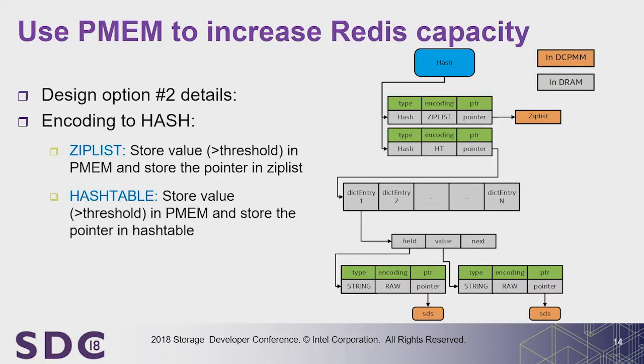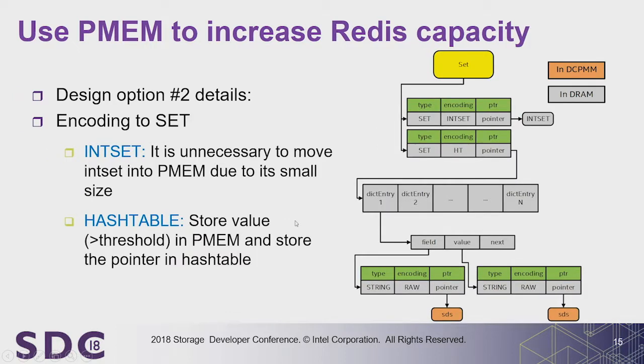Okay, and this is about hash as well. Hash has two implementation encodings: one is the ziplist, one is the hash table. For the ziplist, similar to what we did before, we store that in the PMEM, keep the pointer and data management structure in DRAM itself, while keeping the large value in the PMEM, and similarly for the hash table.